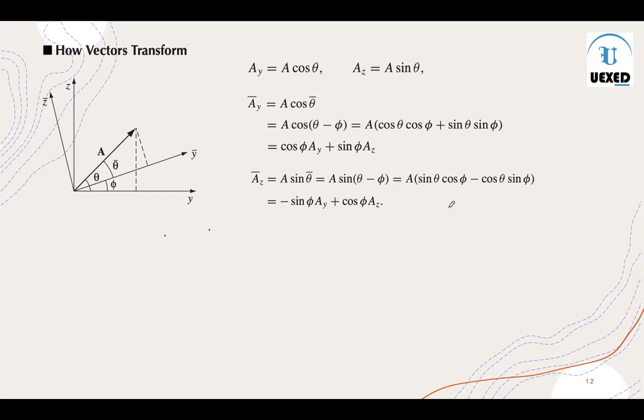Sine a minus b is sine a cos b minus cos a sine b. So you can write this using trigonometry, and then using again the notation where ay is a cos theta and az is a sine theta, you can have az bar as minus sine phi ay plus cos phi az. So with this beautiful relation, what do you find?